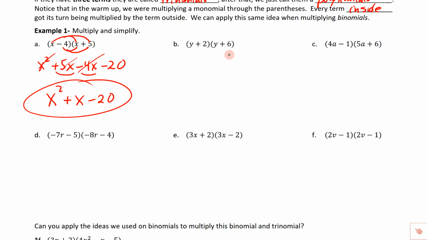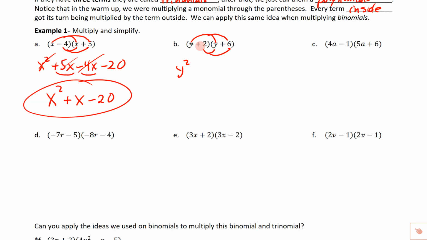Now let's turn our attention to this one right here. Again, we're going to multiply the y by each one of these. Then I'm going to multiply the 2 by each one of these. So we should end up with four terms again. Binomial here, two terms times two terms is going to give us four terms.